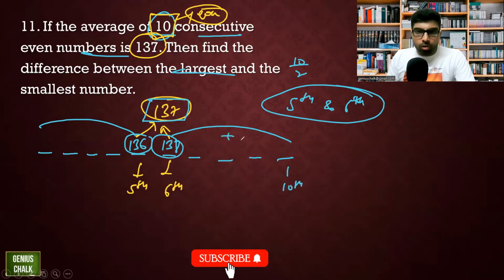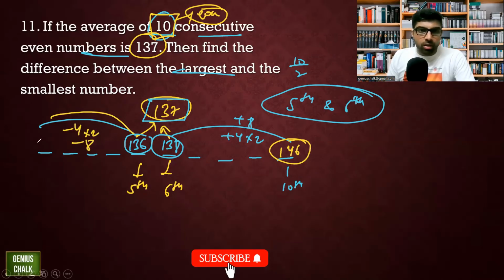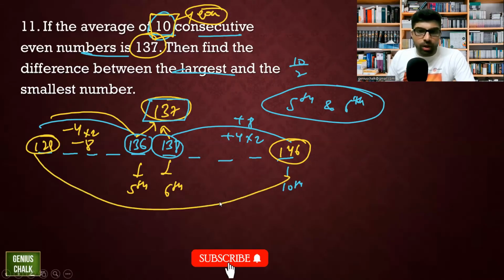So there is a gap of 4 observations. Every observation has a difference of 2. So 138 plus 8, that is 146. Similarly, 136 minus 4 into 2, that is minus 8, so it is 128. What is the difference? 146 and 128. So this is 18, and this is my difference. So this is my answer.